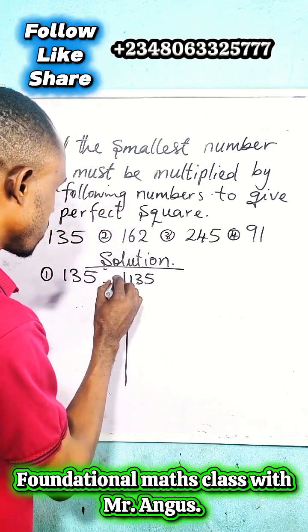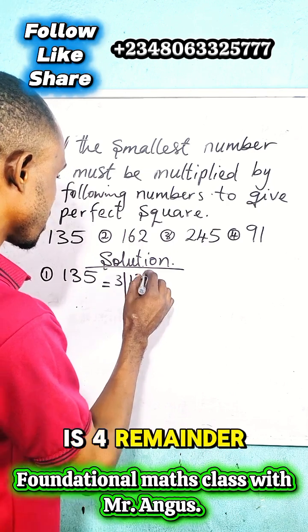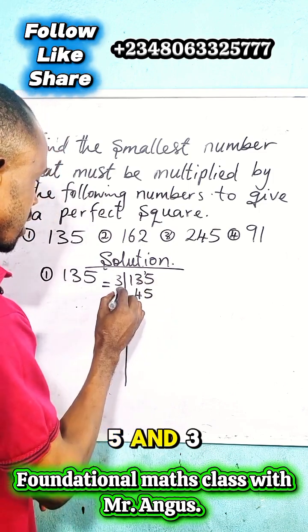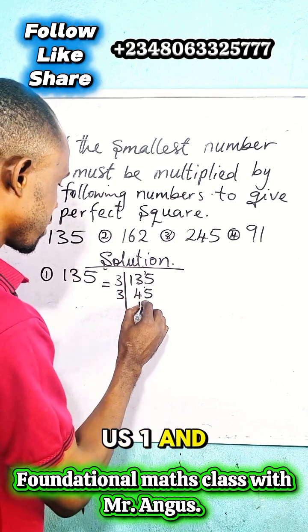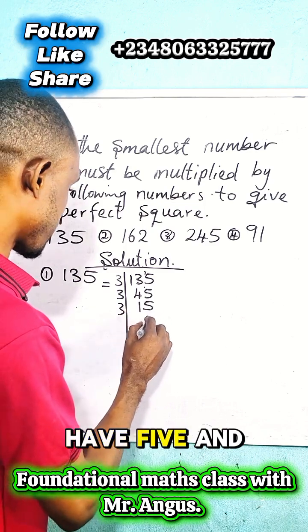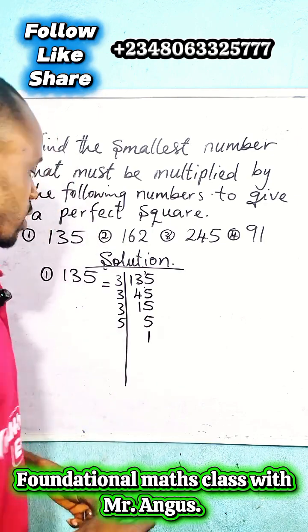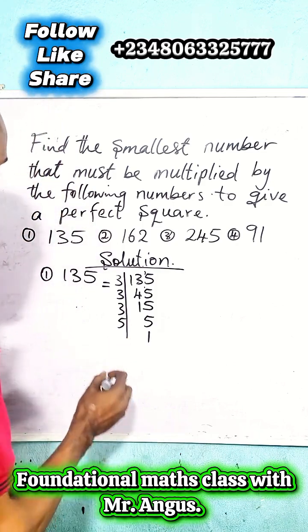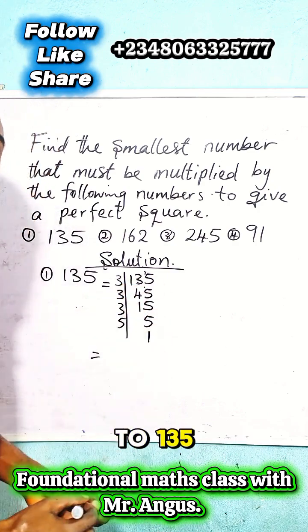So let's go ahead. When we divide by 3, that will give us 3 and 13 is 4, remainder 1. 3 and 15, 5. And 3 again can divide 45 to give us 15. When 3 again divides 15, we'll have 5. And 5 divides 5, we'll have 1. Alright, now having done this, what's the next thing that we must do? 3 times 3 times 3 times 5 is equal to 135.